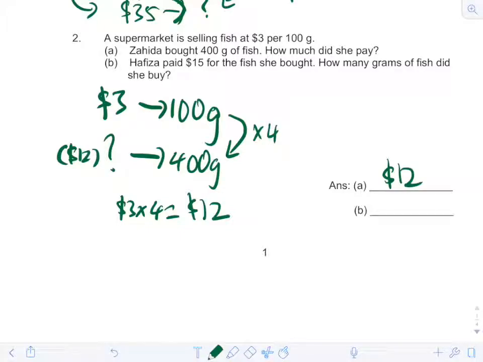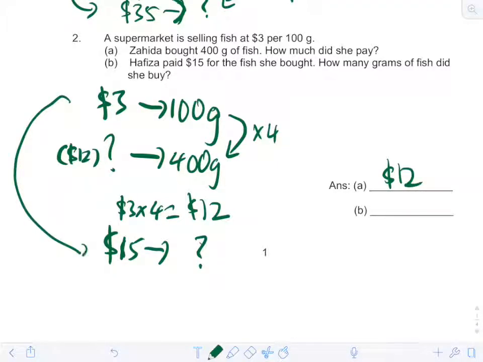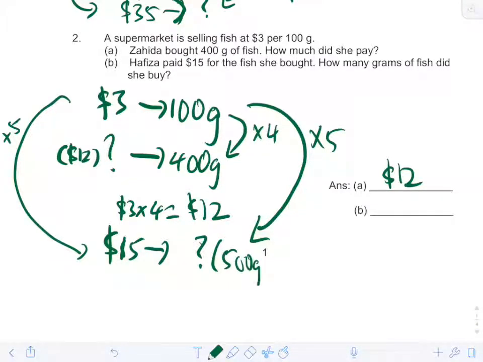Next one, Hafiza paid $15 for the fish she bought. How many grams of fish did she buy? So next one, if you want to get $15, from here to here times 5. So 100 grams times 5 is 500 grams.